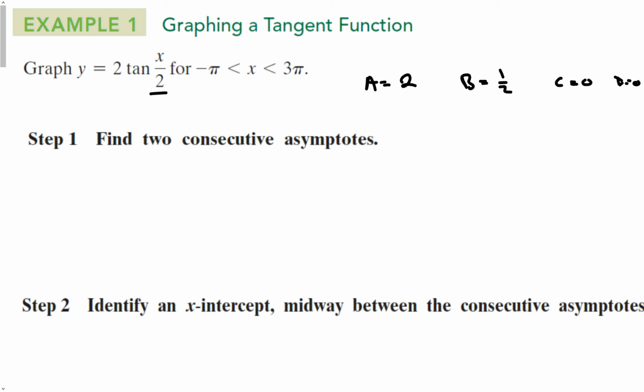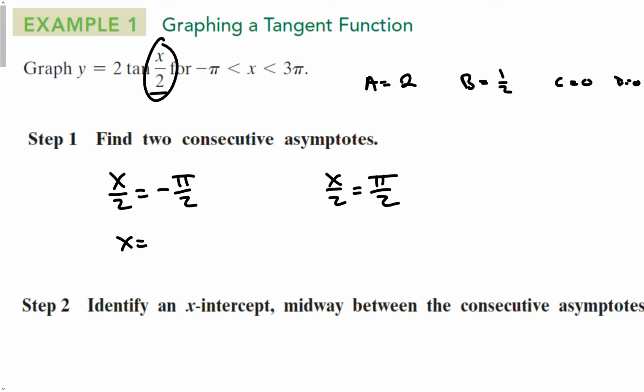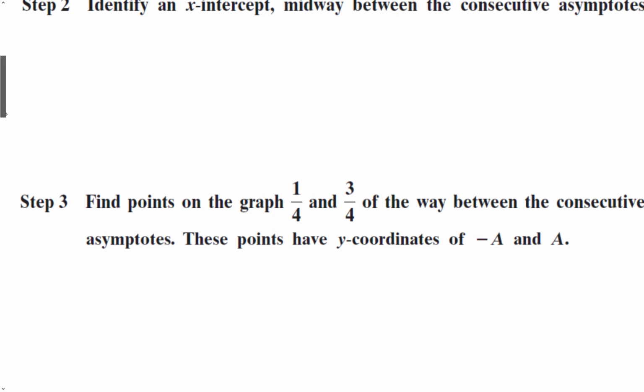Okay, so to find two consecutive asymptotes, you take exactly what you see inside of the tangent function and you solve it for x twice. The first time you set it equal to negative pi over 2. The second time you set it equal to positive pi over 2. Solve for x. Multiply both sides by 2. So we get that x is equal to negative pi, and we get that x is equal to positive pi.